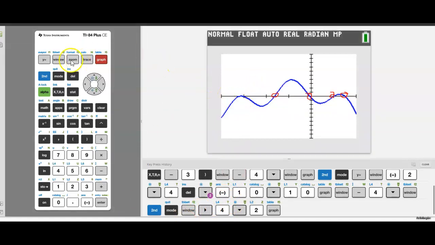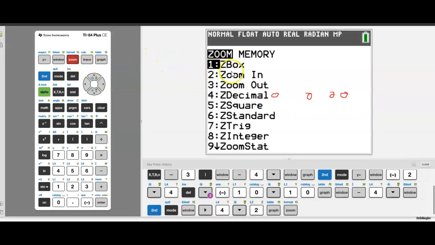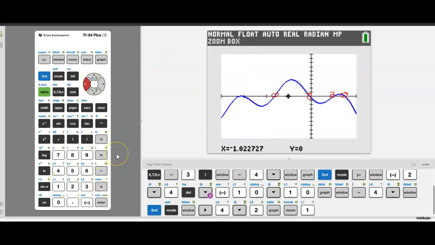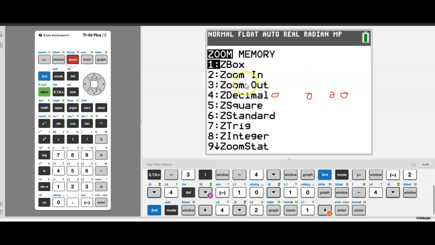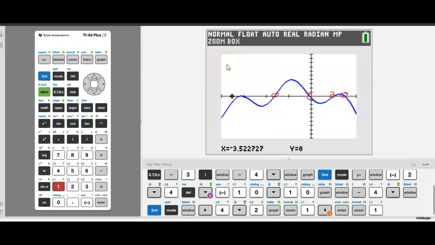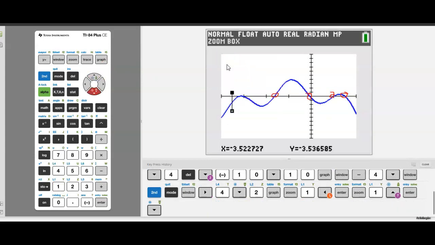Let's do that. Zoom. I'm going to do ZBox. I don't use that very often, but you can do that. All right, so what you do is you move your cursor here. You push Enter. Actually, I'm going to start over because I want to go a little above that, actually. You push Enter.